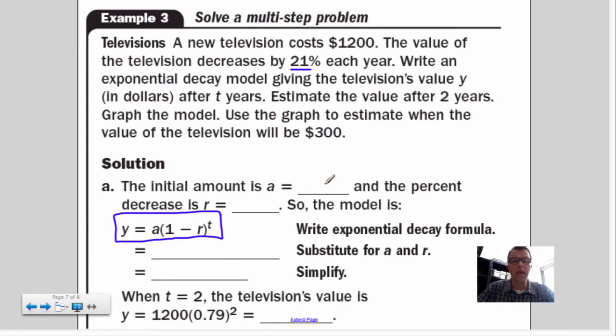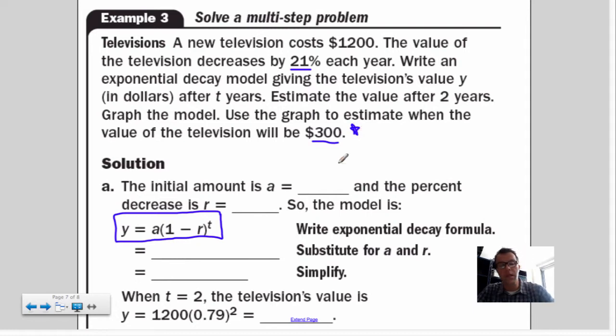Write an exponential decay model giving the television's value y in dollars after t years. And then it says, hey, can you estimate the value after 2 years? Can we graph the model? And then can we use the graph to estimate how long it'll take until your television is only worth $300. And this one is super interesting to me, and we'll talk about that in a sec.